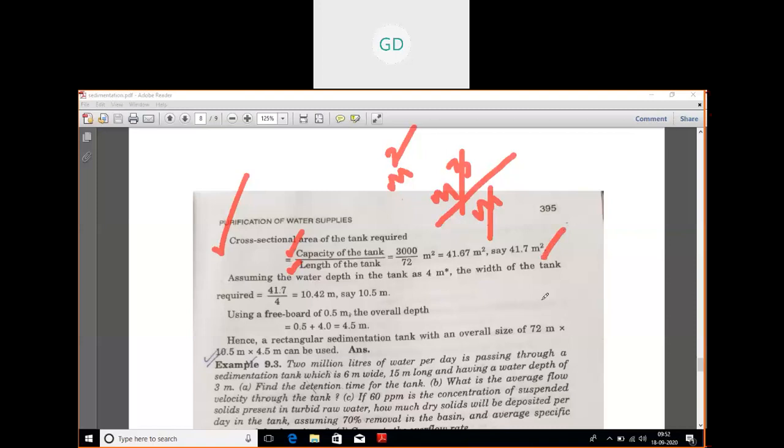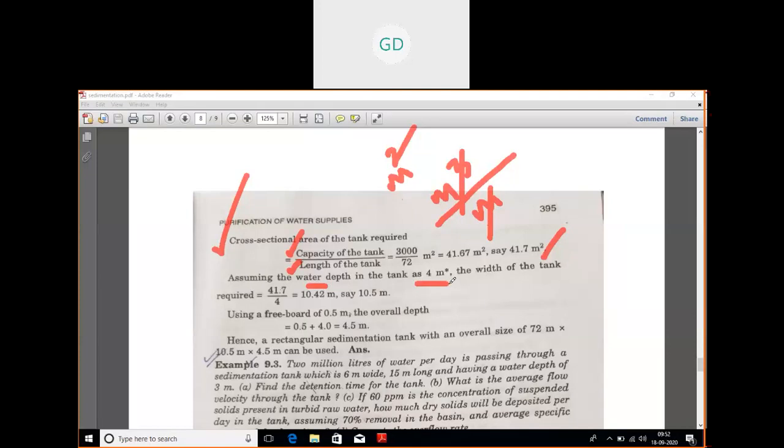Okay, so now you got the cross sectional area. As soon as you find the cross sectional area, you can find the width of your tank. So how do you find the width? We can see the depth is not given, but you can assume the depth, because we have already learned that it might vary, it is given something like 3 to 4.5. So they are assuming the depth of the tank to be 4 meter.